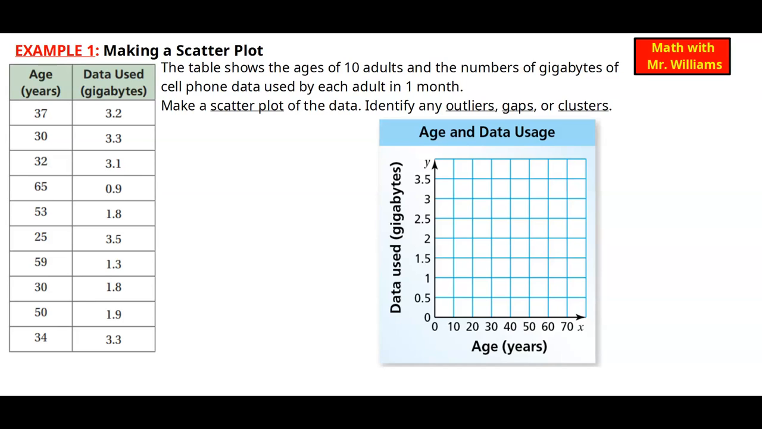Math with Mr. Williams, example 1. Making a scatter plot. The table shows the ages of 10 adults and the numbers of gigabytes of cell phone data used by each adult in 1 month. Make a scatter plot of the data, identify any outliers, gaps, or clusters.